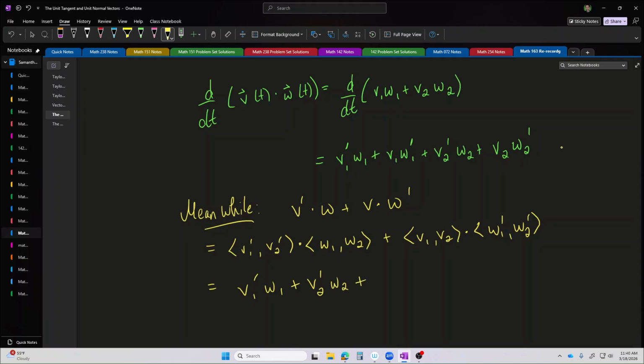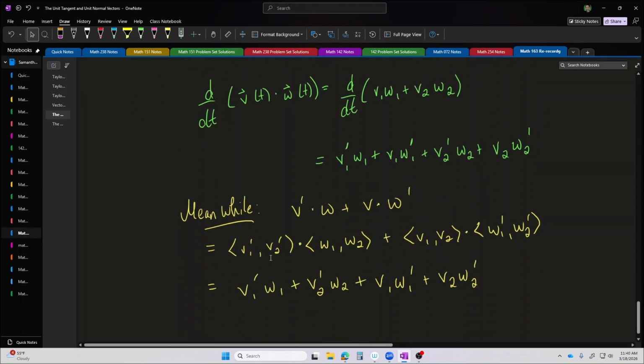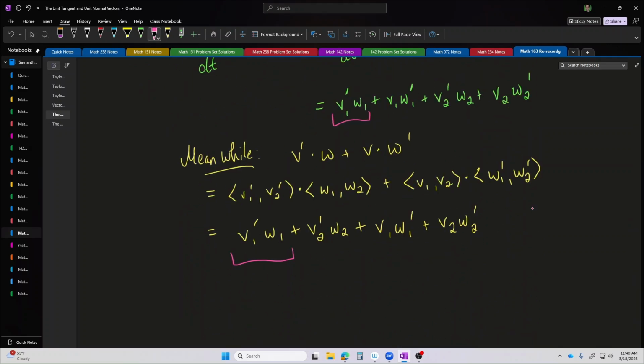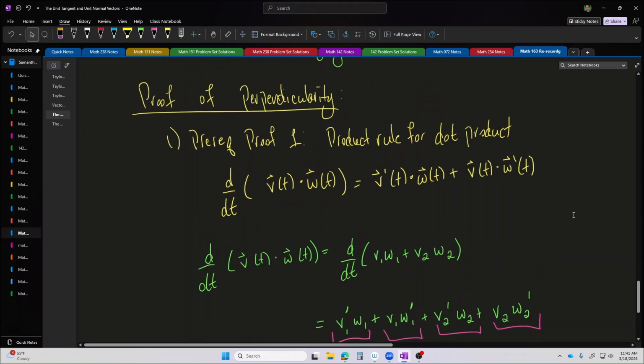If I then apply the dot product formula to that expression, I get v1 prime w1 plus v2 prime w2 plus v1 w1 prime plus v2 w2 prime. And so what we can see is that every single term in the first expression appears identically in the second expression. So that is proof that the dot product for vector valued functions obeys the same kind of product rule as scalar valued functions from Calculus 1.